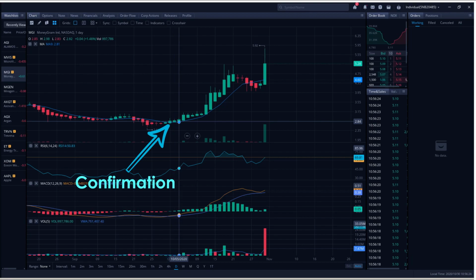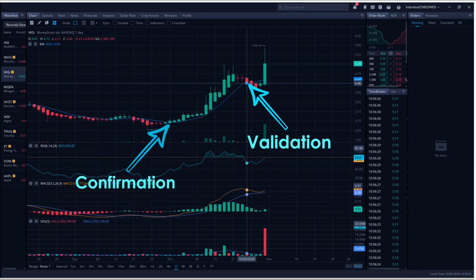Now, on that same line, our sell target is going to be the validation. Validation is when that first red candle touches, crosses, confirms below this 9-minute moving average. And we'll get into this trade a little bit later in the video, but that's basically what the strategy is going to be. Confirmation here, validation here.